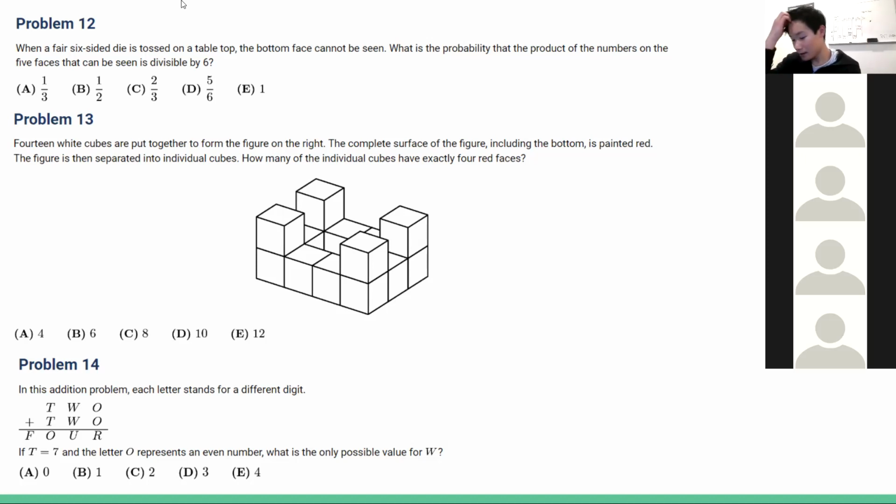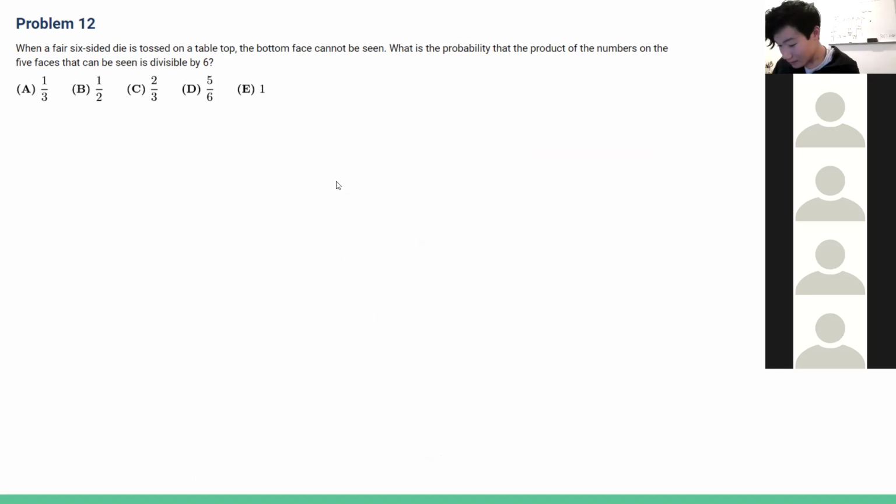All right, I'm going to start explaining the problems. So, problem number 12. It asks, when a fair six-sided die is tossed onto a tabletop, so a dice, right? You have six sides, 1 through 6. The bottom face cannot be seen, right? Obviously, when you throw a die onto the table, the bottom face is on the table. You can't see it. You can see the other five though, right? The one on the top and the four sides.